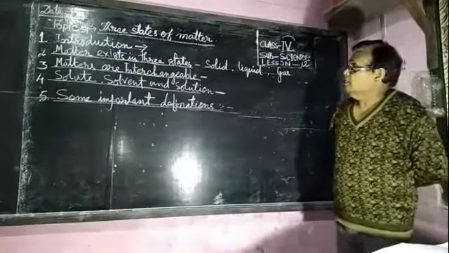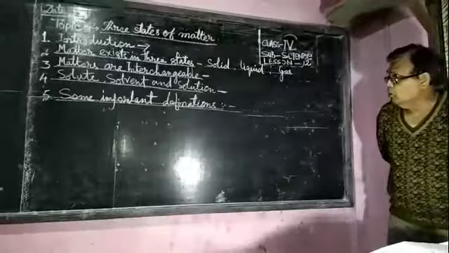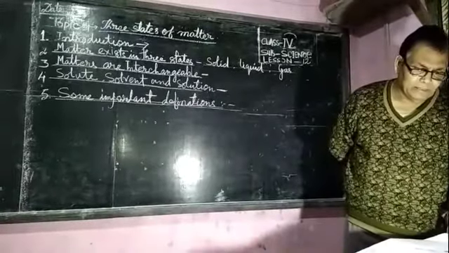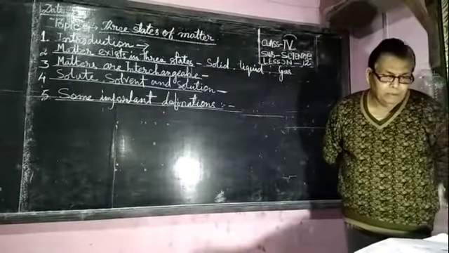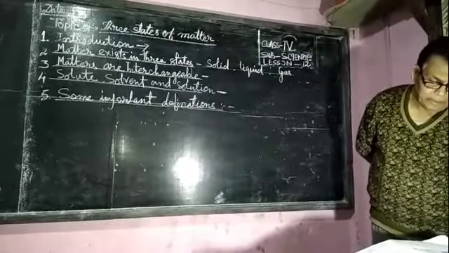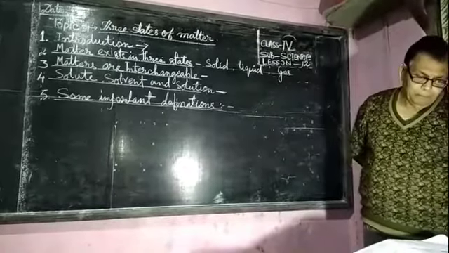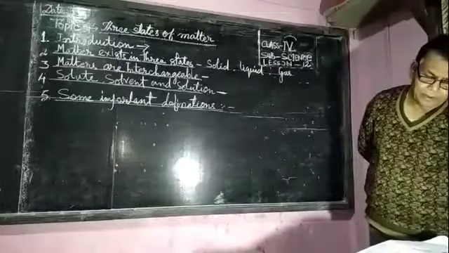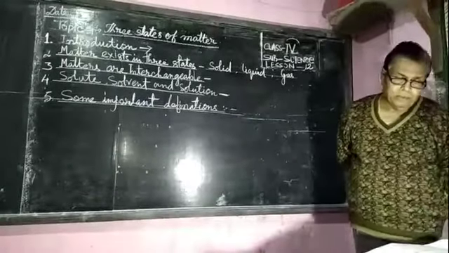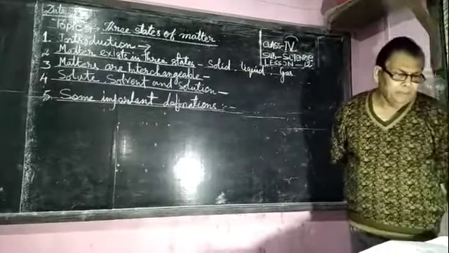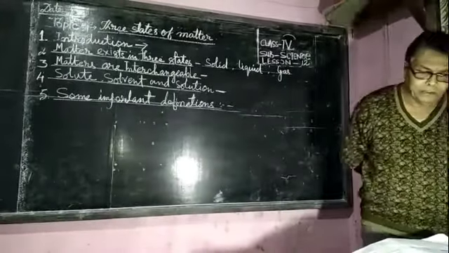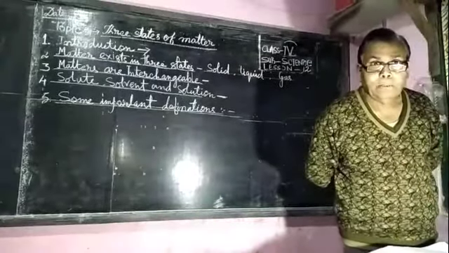Now our next point is some important definitions. The important definitions are melting, boiling, evaporation, condensation and freezing. Now one by one we'll go. Melting. If we heat a solid, the solid will melt into a liquid. This process is called melting.